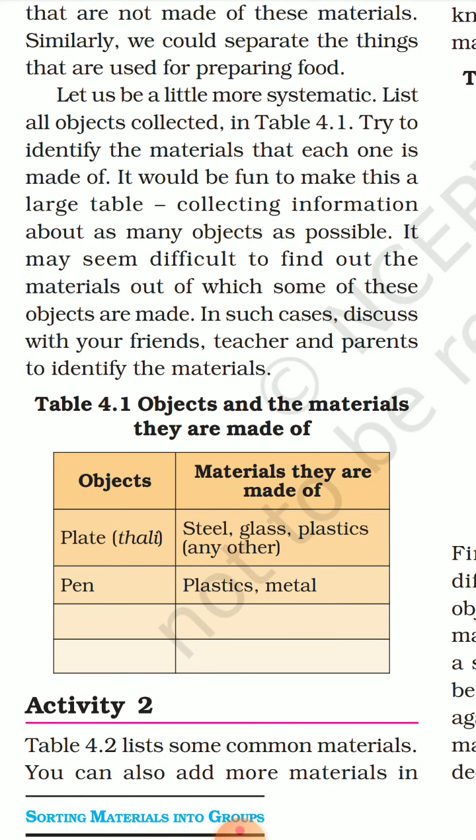Pen is an object which is around yourself and it is made of plastic and metal. How? You know that the body of the pen is made of plastic while the nib of the pen, जहाँ से आप लिखते हो, वो किसका बना होता है? It is made of metal. ठीक है? So these things you have to do in your activity 1. Okay class? Now in the second video we will do the activity 2 which is given on the same page.